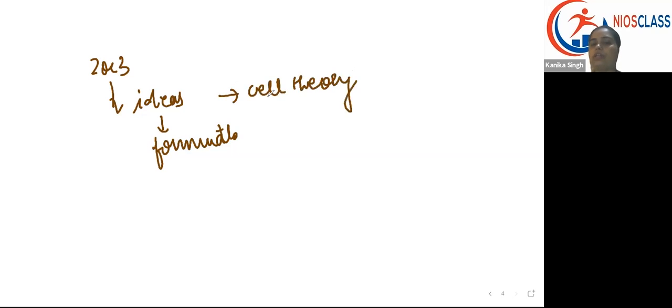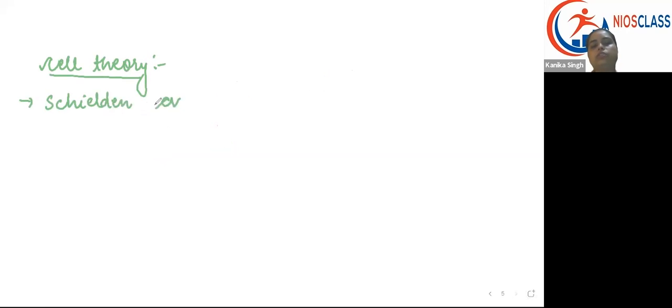So what does this cell theory say? We'll see it. Just look here. Basically, the cell theory was given by two scientists. One was Schleiden and the other scientist was Schwann. These two scientists, in the years 1838 and 1839, together formulated the cell theory. And what did they say?